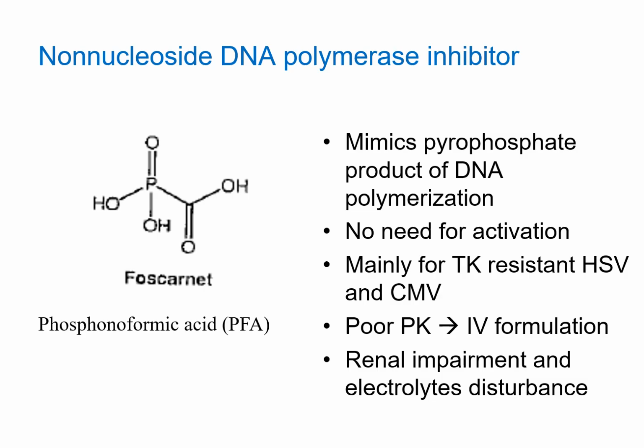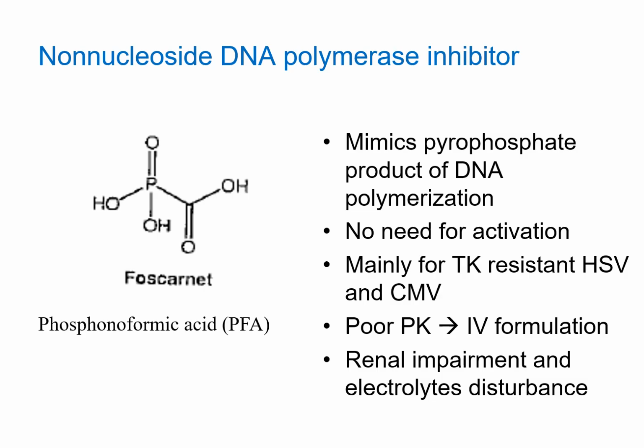Now we move to the non-nucleoside DNA polymerase inhibitors. For HSV, VZV, and CMV, the drug here is foscarnet. It's not a nucleoside. It is phosphonoformic acid, PFA, but it inhibits DNA polymerization. When do we use it?